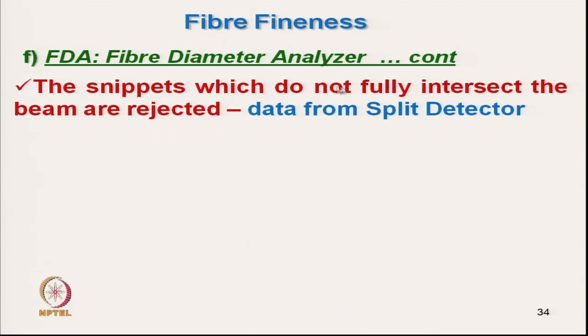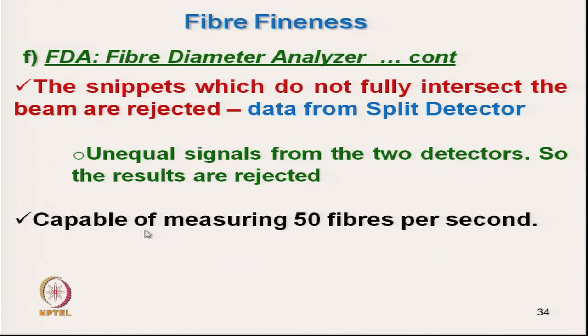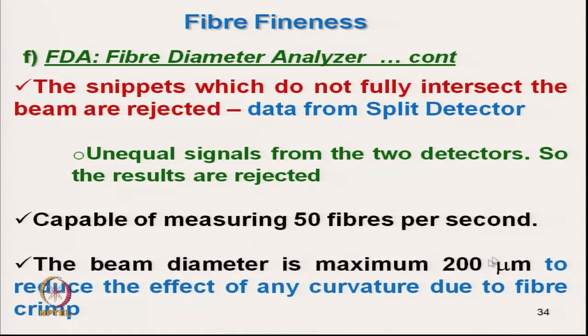The snippets which do not fully intersect the beam are rejected. Data from the split detector will automatically get rejected if there are unequal signals from the two detectors. If the signals are the same, then the particular result will be taken. It is capable of measuring 50 fibers per second, a very high speed measuring technique.